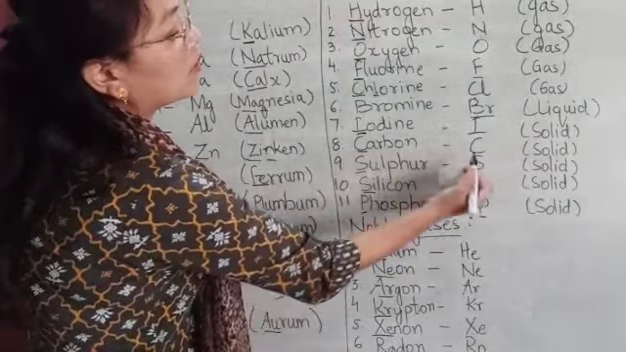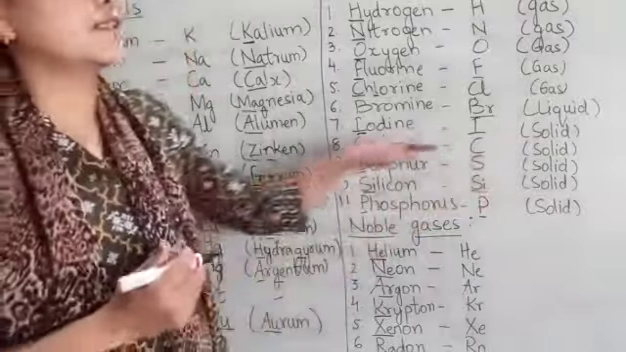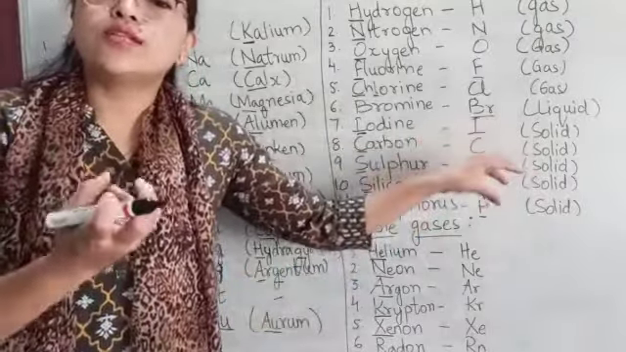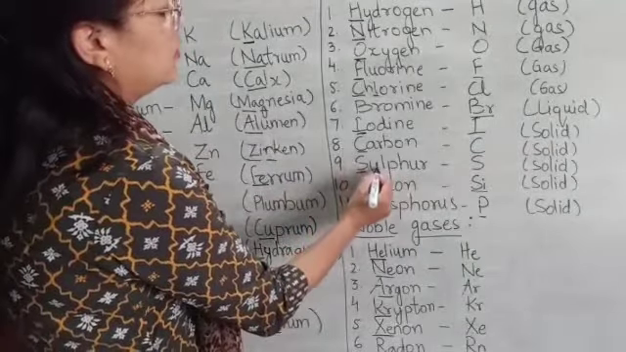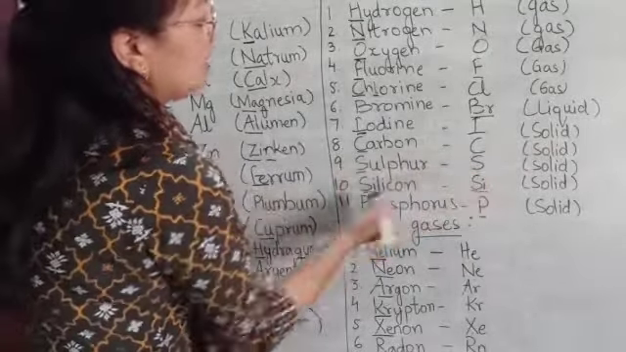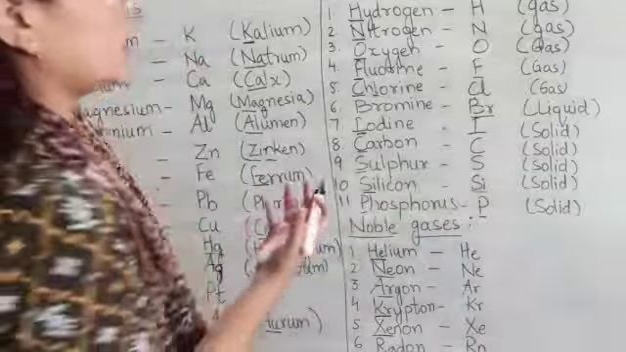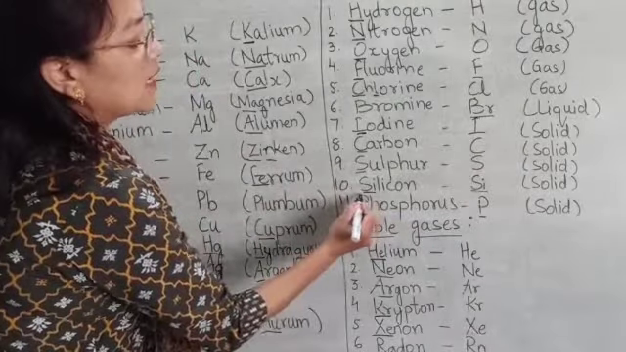The symbol of carbon is C. Carbon is a solid, and the coal that you see is carbon. Then sulfur. The symbol of sulfur is S, and sulfur is a solid. Then comes silicon, Si.